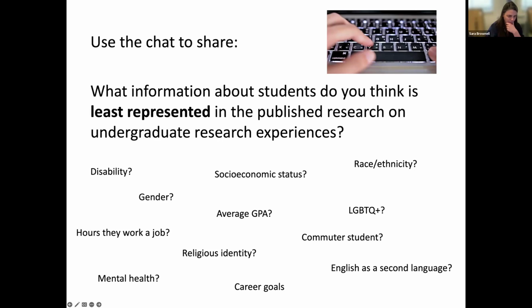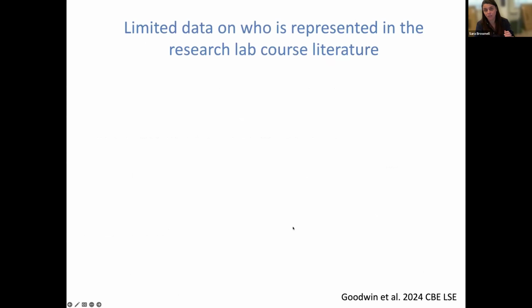I'm seeing a lot of really good ideas there. People are focusing on a ton of stuff: neurodiversity, disability, commuter status, work, mental health, commitments outside of school, all really great ideas.